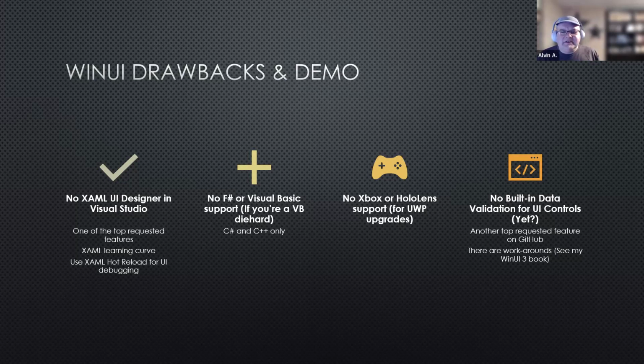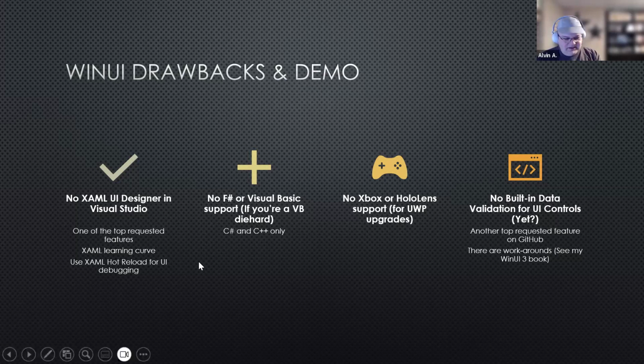They did have it in the original preview releases before the first version of WinUI 3 was released. There's still some code out on GitHub that you can adapt and build for yourself. And I did that in my book. Showed you how you can add your own data validation pretty easily.